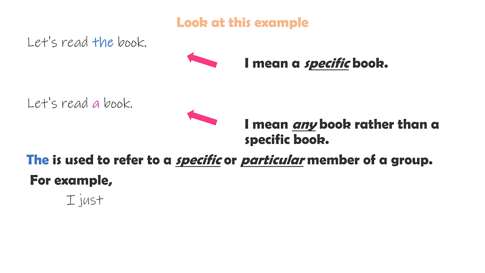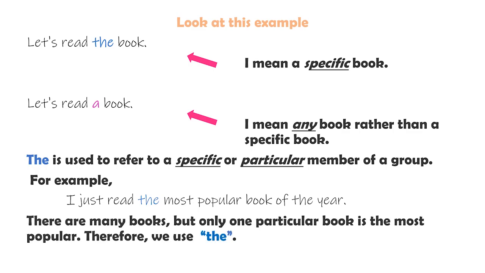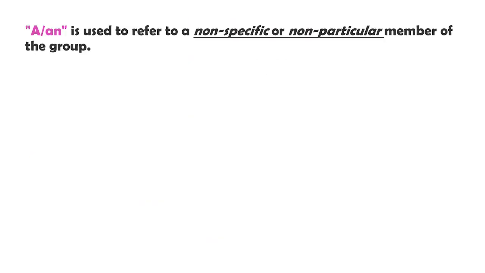Let's look at one more example. I just read the most popular book of the year. There are many books in the world. However, only one particular book is the most popular book. I am referring to the most popular book. Therefore, we use the. That is the definite article. A or an is used to refer to a non-specific or non-particular member of the group.